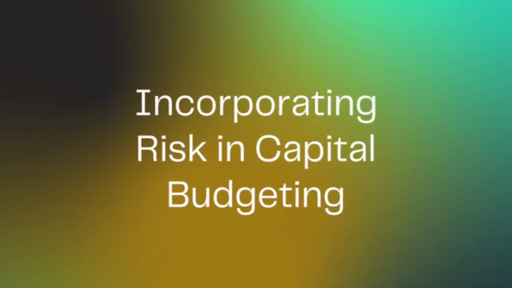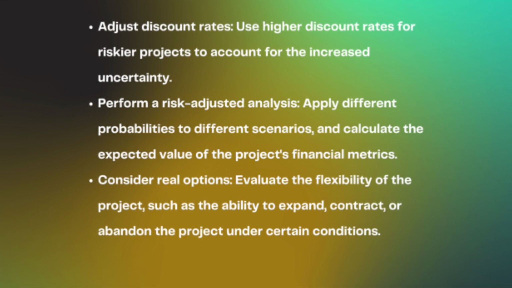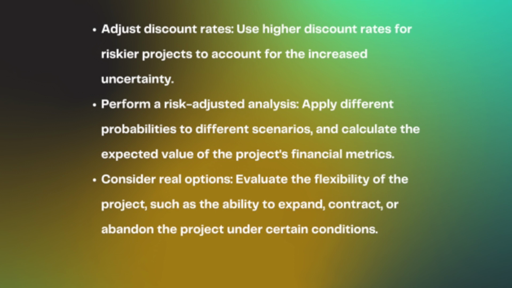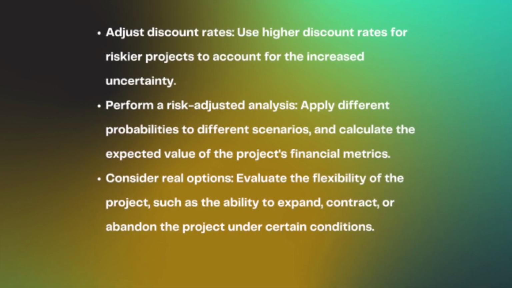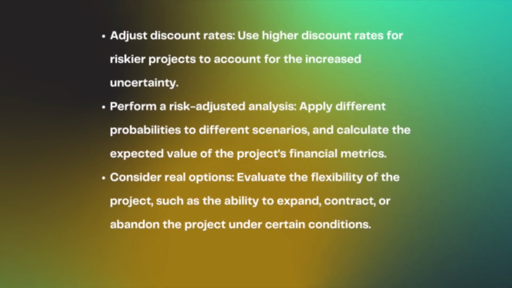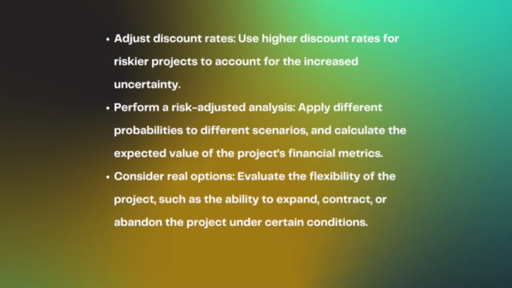Incorporating risk into capital budgeting. Incorporating risk into capital budgeting decisions can be achieved through several methods, such as adjusting discount rates by using higher discount rates for riskier projects to account for increased uncertainty, performing a risk-adjusted analysis by applying different probabilities to different scenarios and calculating the expected value of the project's financial metrics.